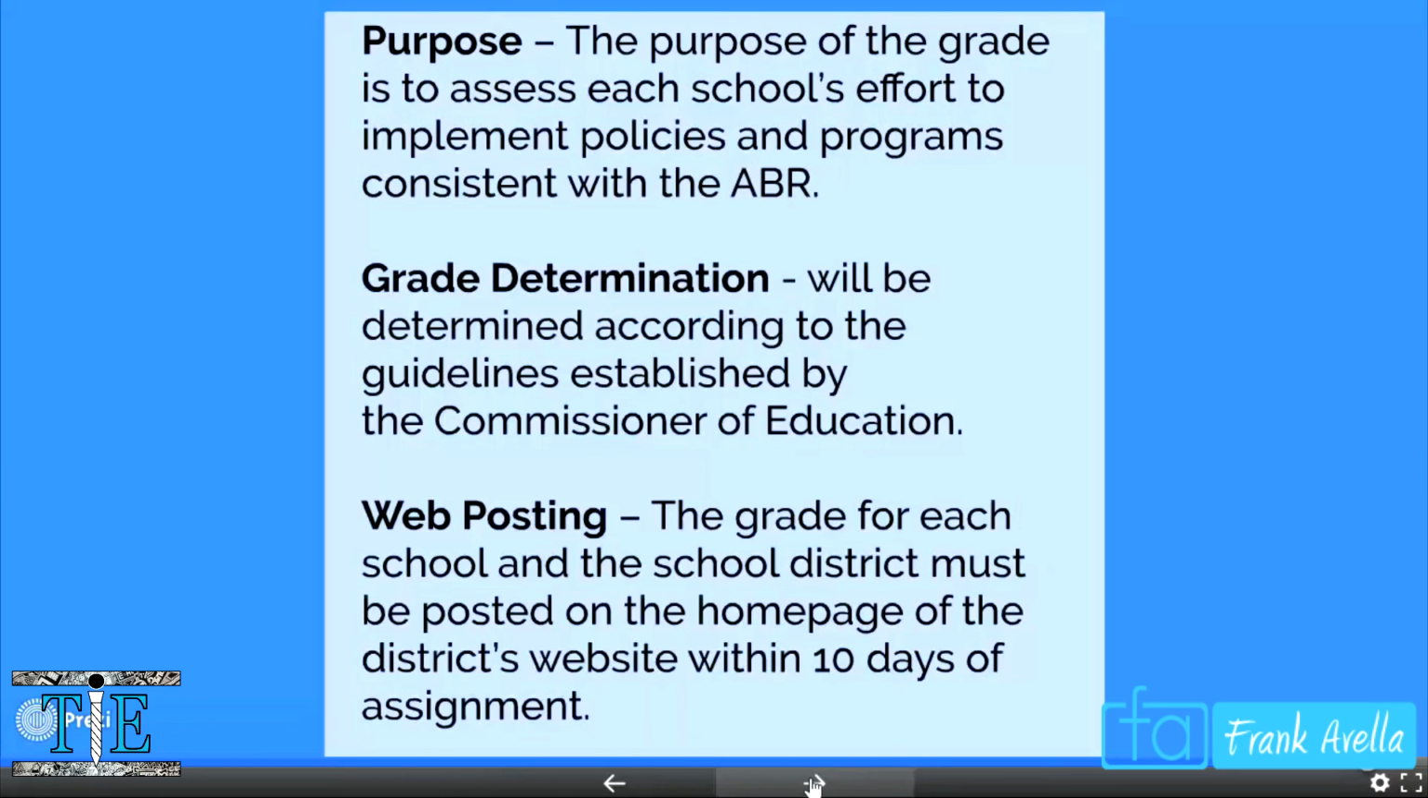How are they doing? How do they determine the grade? They do it with the guidelines by the Commissioner of Education. And listen, this grade has to be posted on the web. And it actually has to be posted within 10 days of receiving the grade.